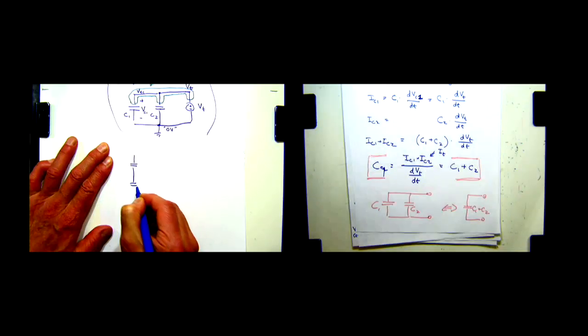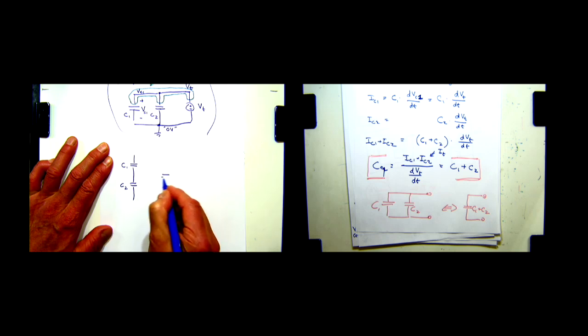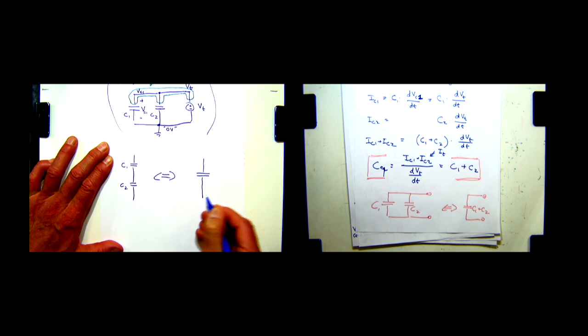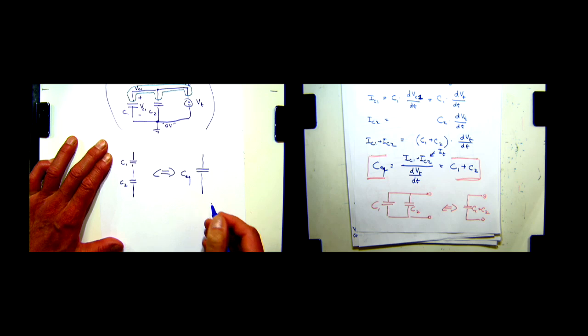And in fact, the converse, you can also derive this one here, C1, C2, and the equivalent capacitance CEQ is going to be equal to C1 times C2 over C1 plus C2, just like we would have for two resistors in parallel. So it's just the opposite. So this is CEQ.